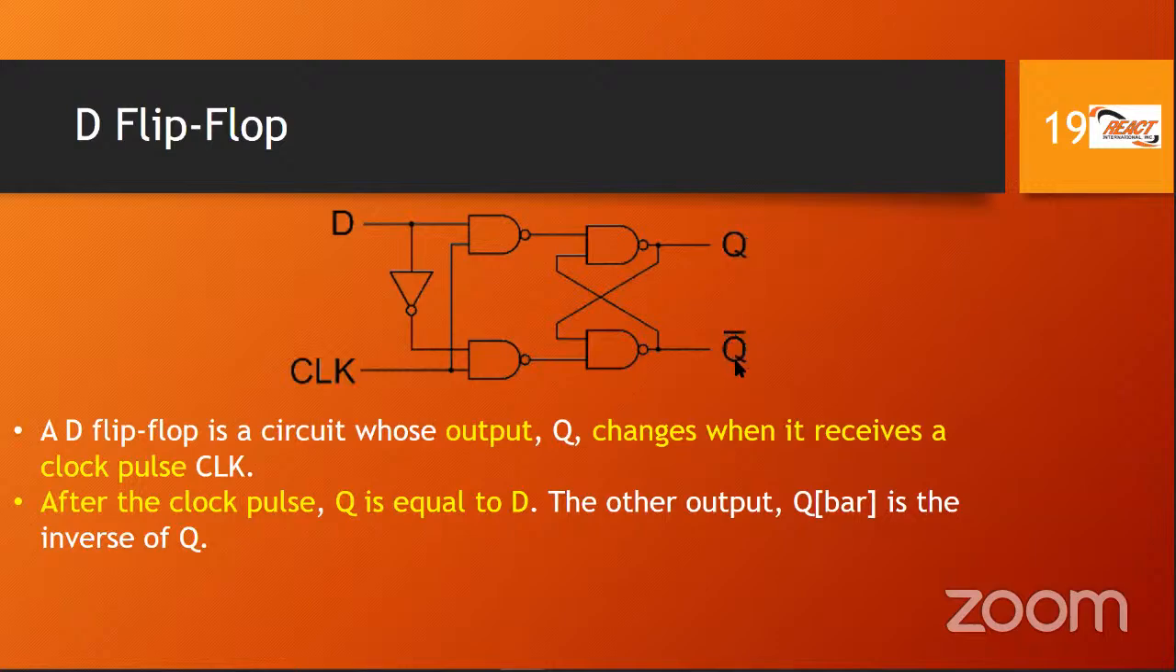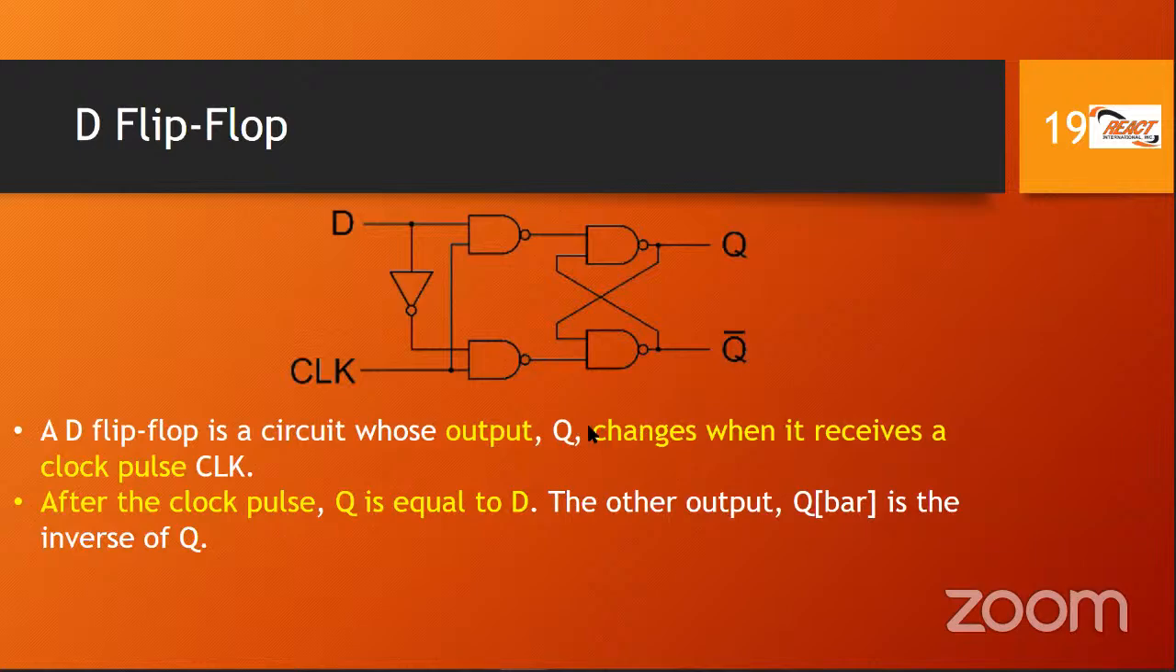Notice there's something called Q bar. And Q bar, whenever Q changes, is actually the inverse, or you could say the opposite, of Q. So whatever Q is, Q bar is the inverse or the opposite. That's what a D flip-flop is, and we will actually use D flip-flops in another type of circuit shortly.